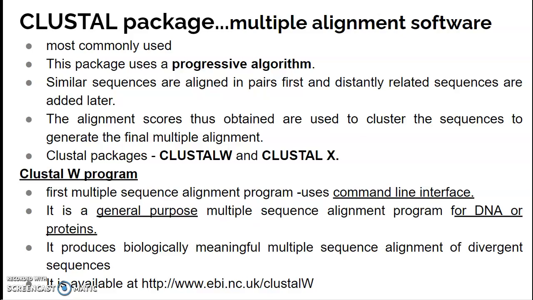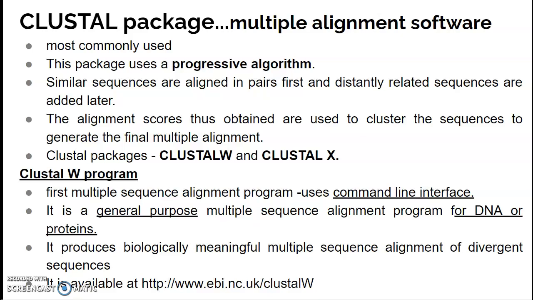That is, similar sequences are aligned in pairs first, and gradually the similarity will be less, and later the last one will be the most distant one from the query sequence. And the alignment scores thus obtained are used to cluster the sequences to generate the final multiple sequence alignment. So by itself it will be giving scores to different alignments, and later on one by one is placed below according to its similarity.